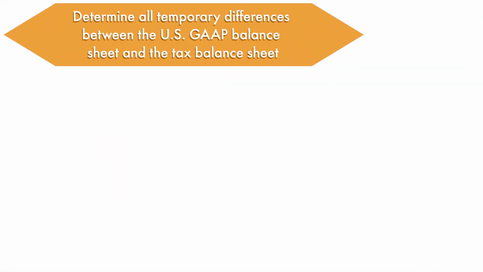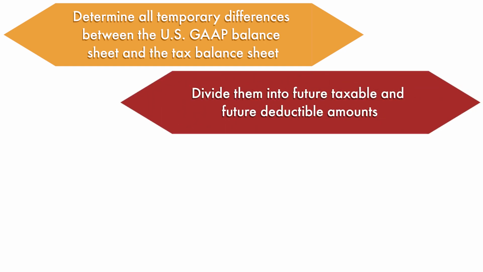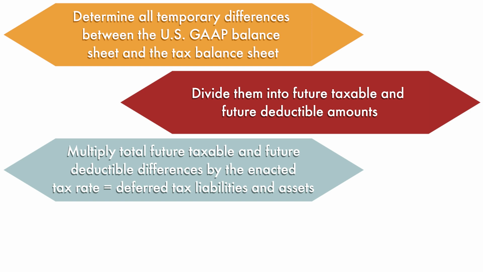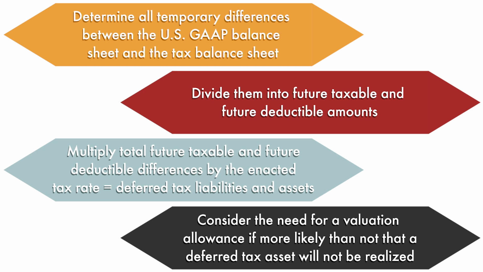So step 1, figure out all those temporary differences by looking at the tax balance sheet versus the GAAP balance sheet. Figure out which ones of those give rise to future taxable amounts and which ones give rise to future deductible amounts. Multiply those by an appropriate tax rate, and there you have your deferred tax assets and liabilities. We're not done with deferred tax assets, though. Like all other assets, we need to determine whether or not these things can be realized in full. And if they cannot, we need to record an appropriate valuation allowance.